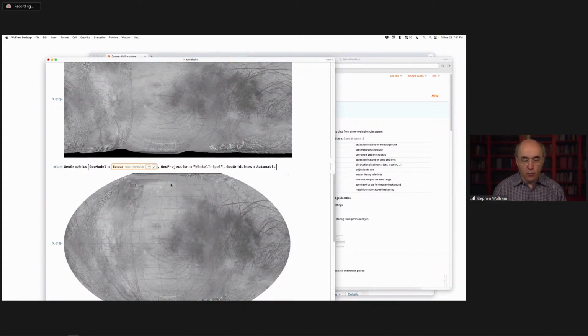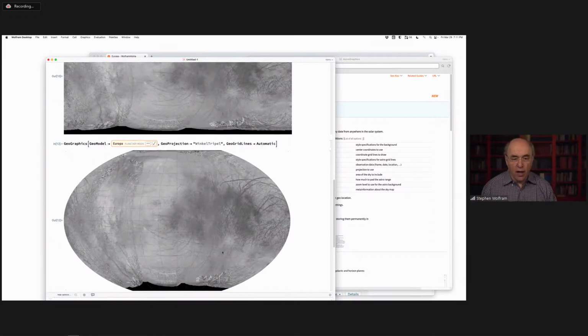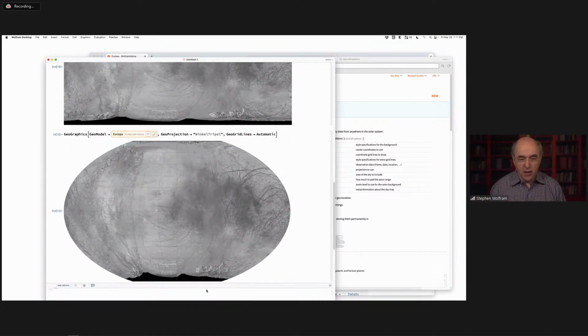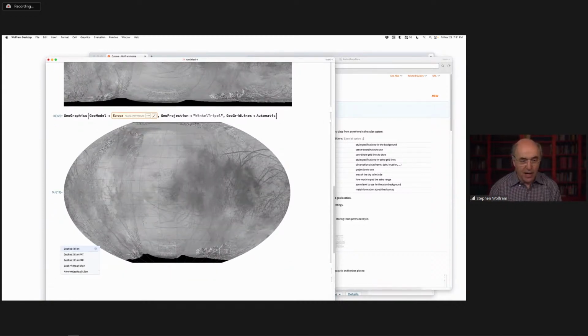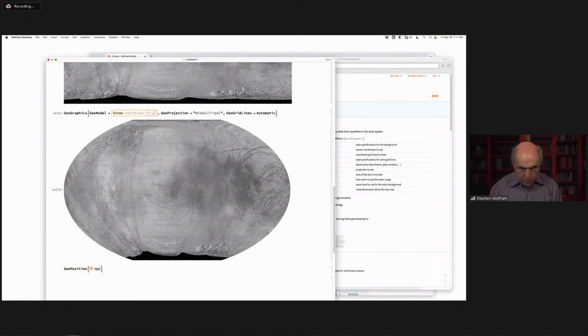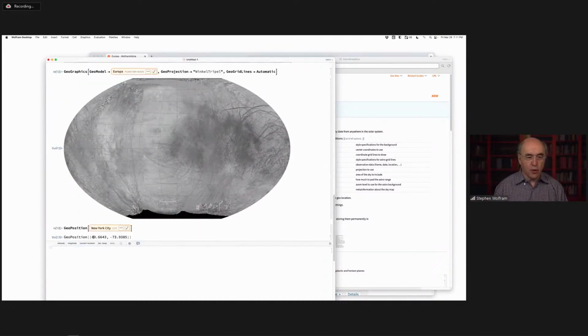And so we could figure out the position relative to this coordinate system. Let's say we go. How about we do this? Let's do something really crazy. Let's put the position of New York City at the same lat-long as New York City is on the Earth. So let's do that. Let's say GeoPosition. This is going to be a hack, but GeoPosition of New York City on the Earth, right? So that's the geoposition, 40.6, whatever it is there.